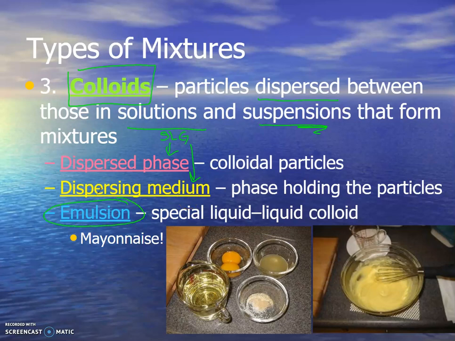A very special type of colloid is referred to as an emulsion. It's a special classification for liquid-liquid colloids. An example of this is going to be mayonnaise.